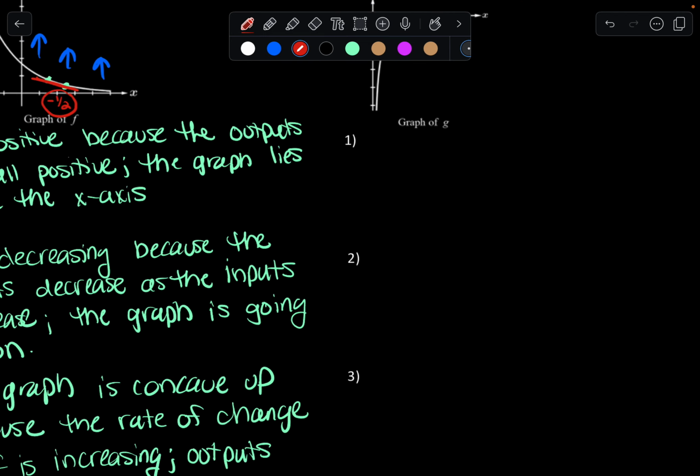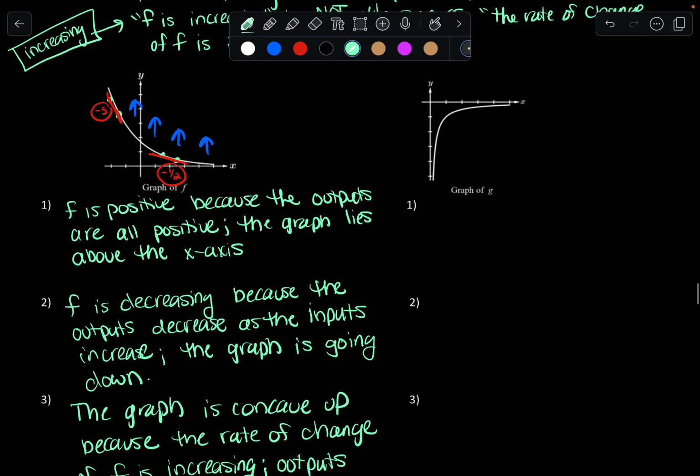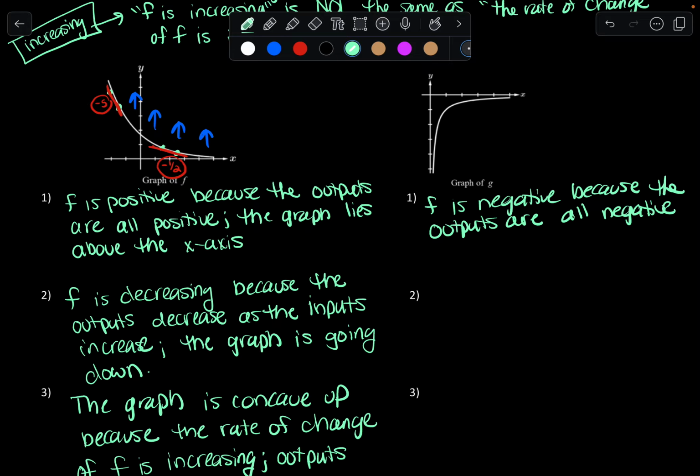All right, let's look at graph of g. So the first observation is, is it positive or negative? It is below, so g is negative because the outputs are all negative, AKA the graph lies below the x-axis.